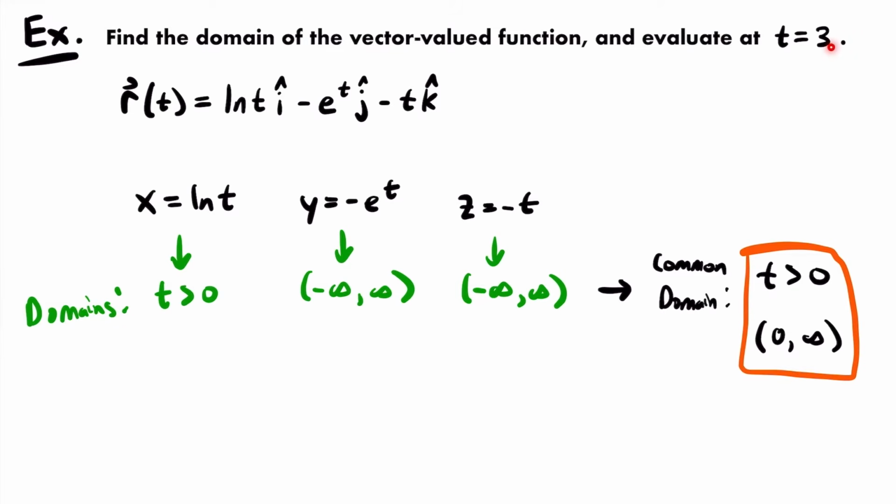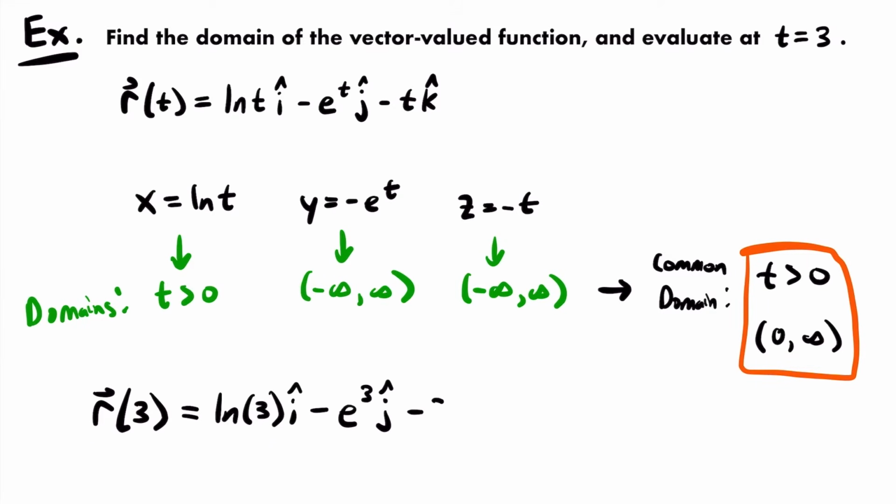You just want to plug 3 in for each t in the vector function. So here's what that will look like. We'll have r of 3, because that's the value of t that we are working with here, is equal to the natural log of 3 times i minus e to the power of 3 times j minus 3 times k. And that's it. There's really nothing here for us to simplify.